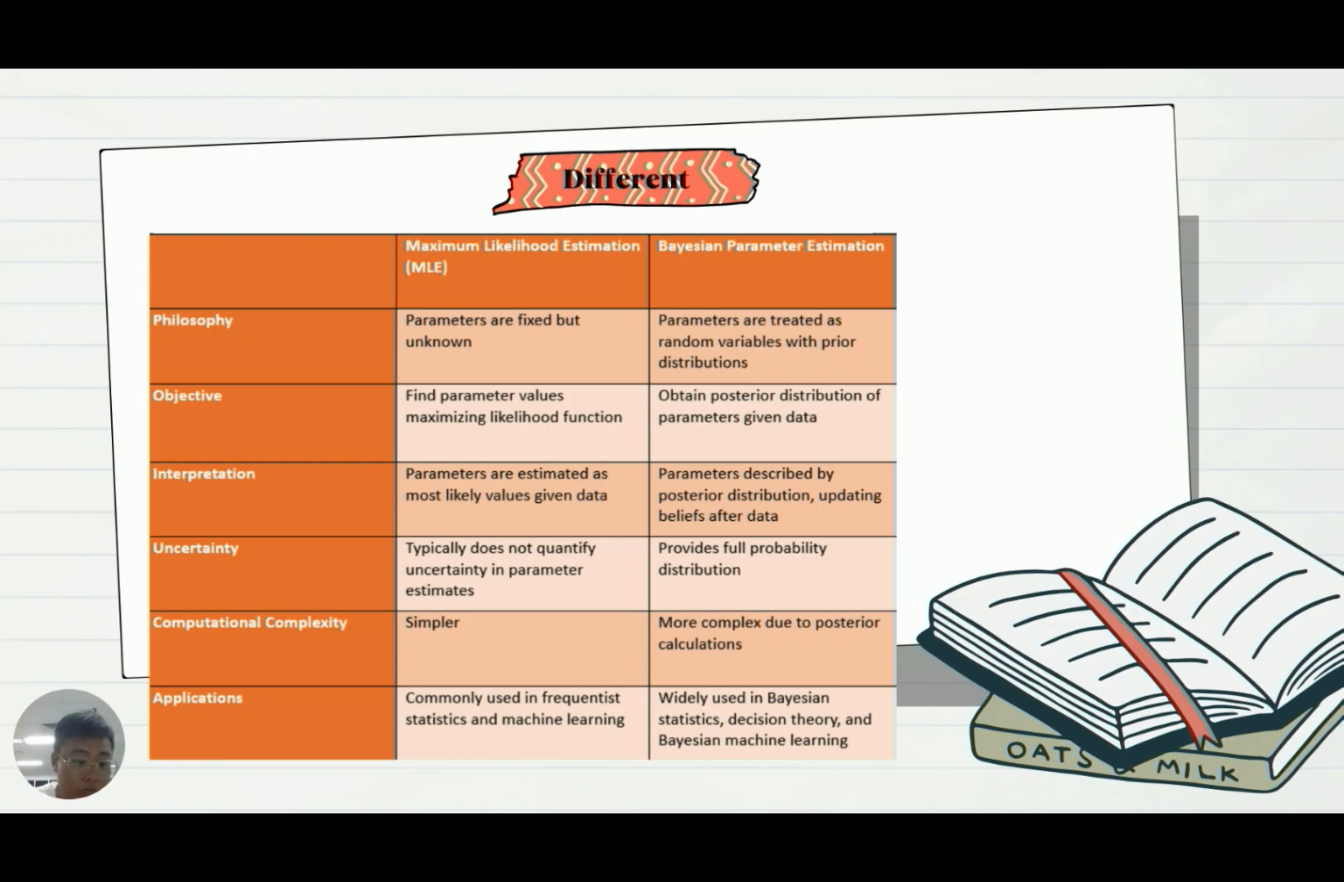The last one is the applications. MLE is commonly used in frequentist statistics and machine learning. Bayesian parameter estimation is widely used in Bayesian statistics, decision theory, and Bayesian machine learning.